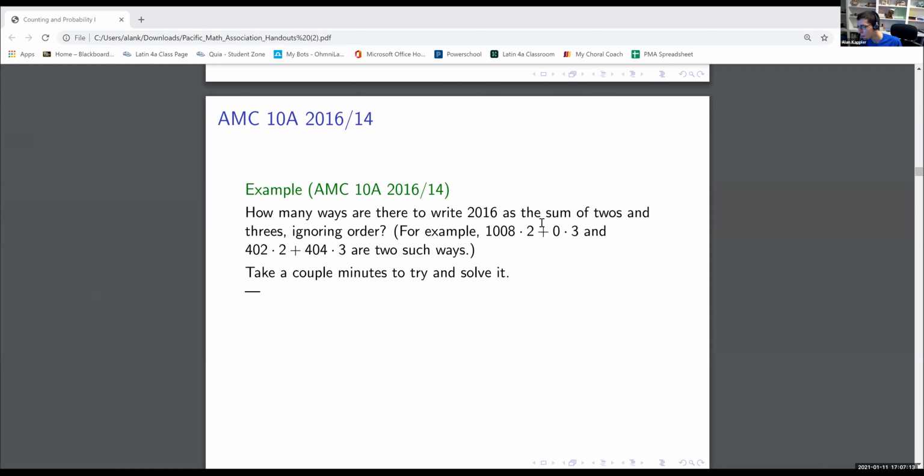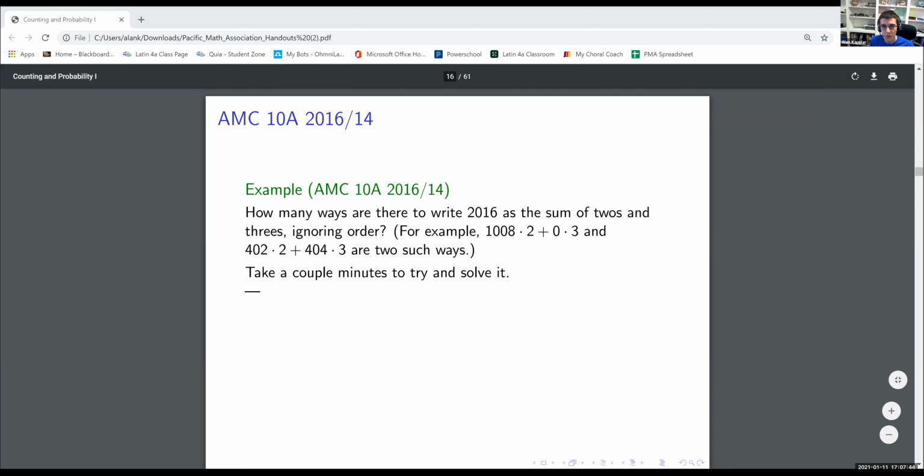So for instance, 1008 times 2 plus 0 times 3, or 402 times 2 plus 404 times 3, or for instance 2016 over 3 times 3 plus 2 times 0. Those are just a few of the ways. So just take a couple minutes, try to solve it.